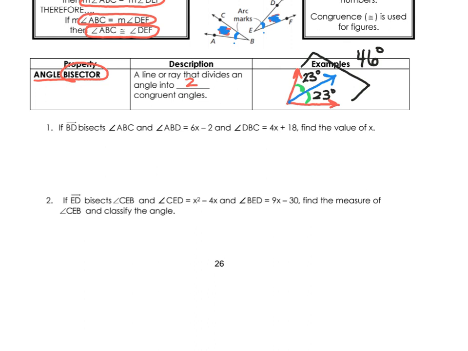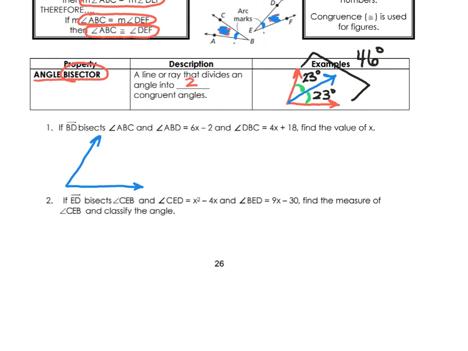Okay. So that blue ray is an angle bisector. It's cutting the big red angle of 46 degrees into two congruent smaller angles of 23 degrees. In number 1, it says if BD, which is a ray, bisects angle ABC. So let's go ahead and draw angle ABC. And when you draw angles, either make them acute or obtuse. Don't make them right and don't make them straight, because then you're assigning a specific number to them.